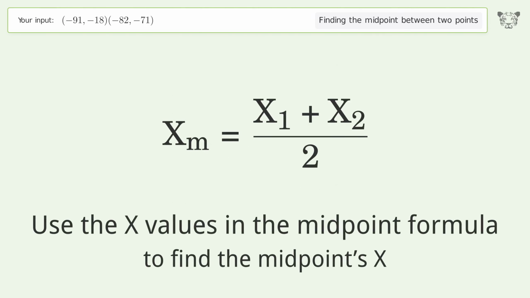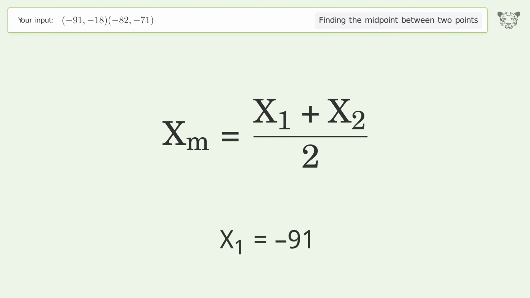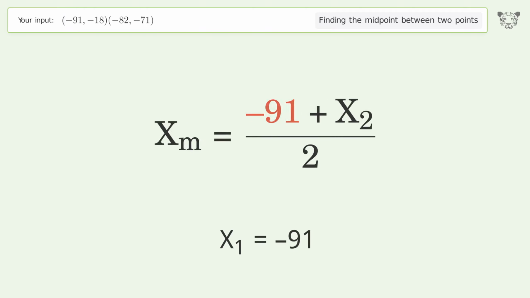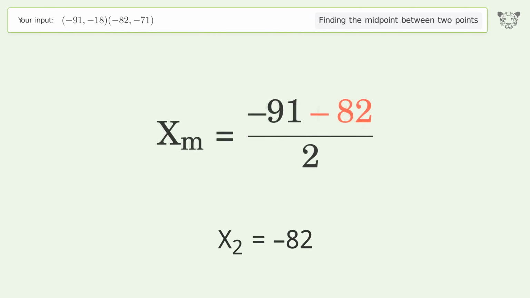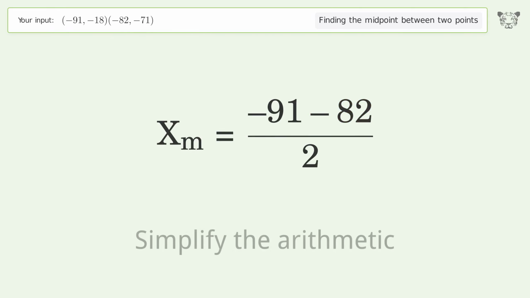Use the x values in the midpoint formula to find the midpoint's x. x1 equals -91. x2 equals -82. Simplify the arithmetic.